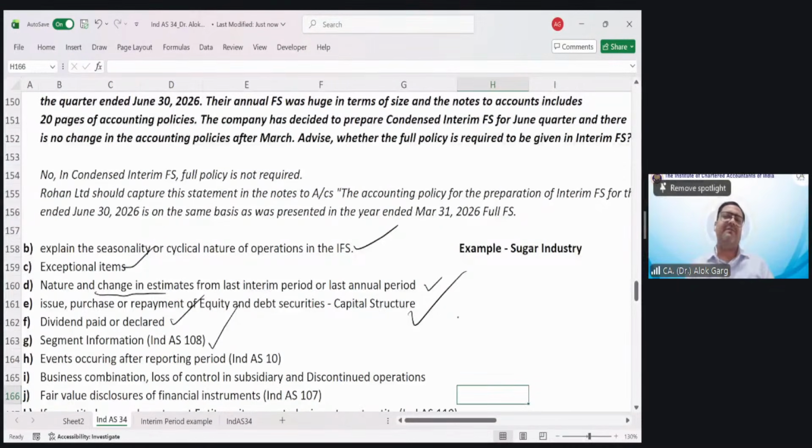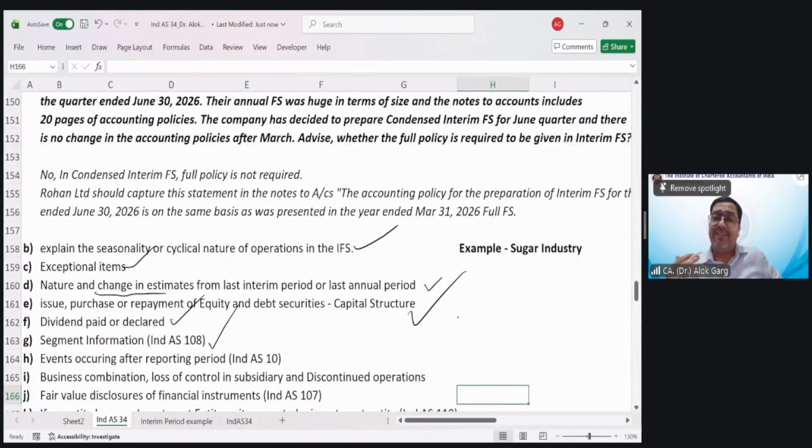Friends, if you see these items, they are coming from the disclosures required in the SEBI LODR regulation. Like SEBI LODR regulation says that if there is any dividend paid or declared, it has to be disclosed in the notes to the results.